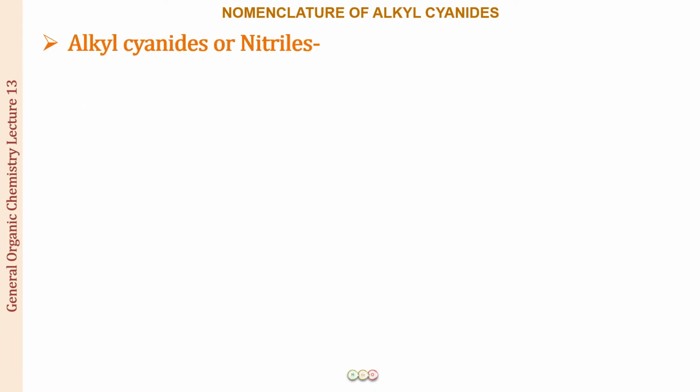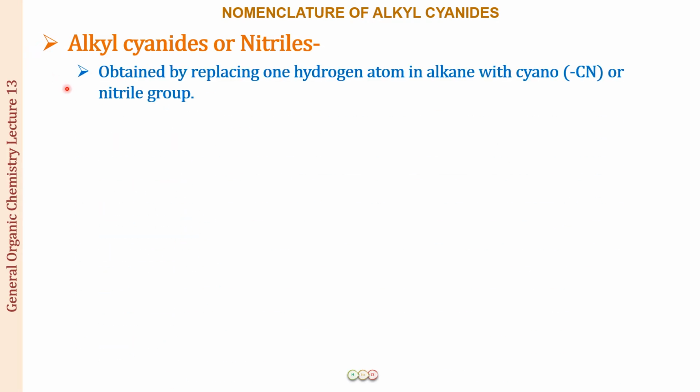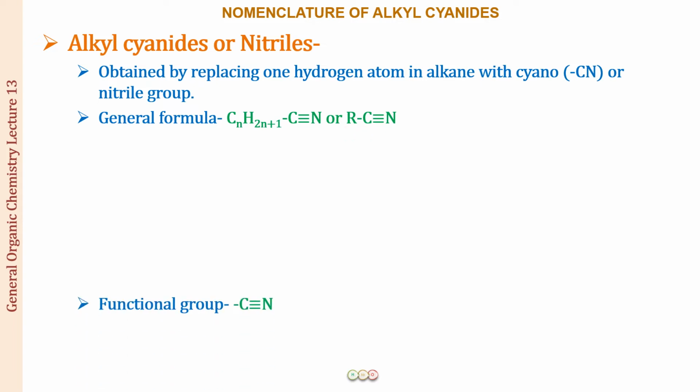So the next class of compounds, they are the alkyl cyanides or the nitriles. And these are the compounds which we obtain by replacing one hydrogen atom in the alkane with a cyano group or the nitrile group, which is the CN group. And the general formula for the compounds is going to be CnH2n+1 for the alkyl group, and to this we have removed one hydrogen from the alkane and replaced this by the CN group. So here between carbon and nitrogen there is a triple bond. Okay, so the general formula can also be written as RC≡N. So the functional group is going to be the cyanide group CN.